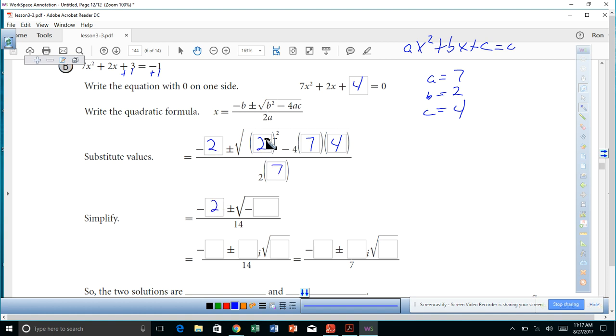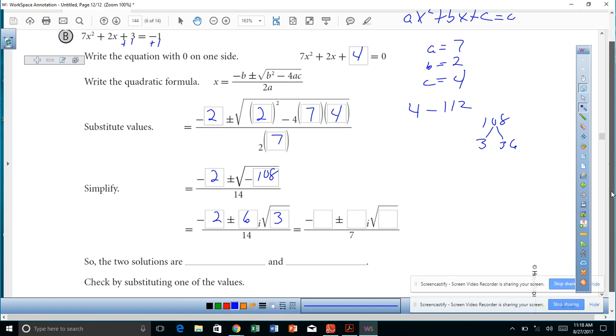So that's going to stay negative 2. 2 squared, that's going to be 4, minus 4 times 7 is 28. That's like 112. Okay, so that's going to give us negative 108 in here, all over 14. So we've got negative 2, and let's see, 108, 1 and 8 is 9, so that's going to give us 3. We pull a 3 out, and what do we got there? 36. 3 goes in 36. Well, 36 is a perfect square, so that's going to give us 6i, square root of 3.